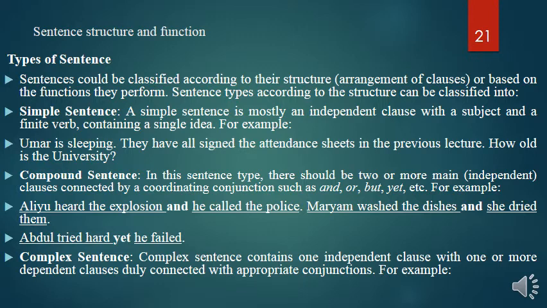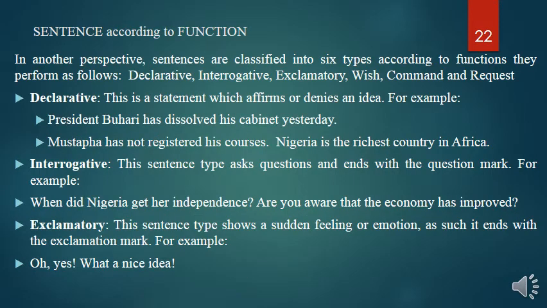A complex sentence contains one independent clause with one or more dependent clauses. That is a situation whereby you have one independent clause with one or two dependent clauses. It is what is called a complex sentence. From other perspectives, sentences are classified into six types according to the function they perform as follows. We have declarative, interrogative, exclamatory, wish, command, and request.